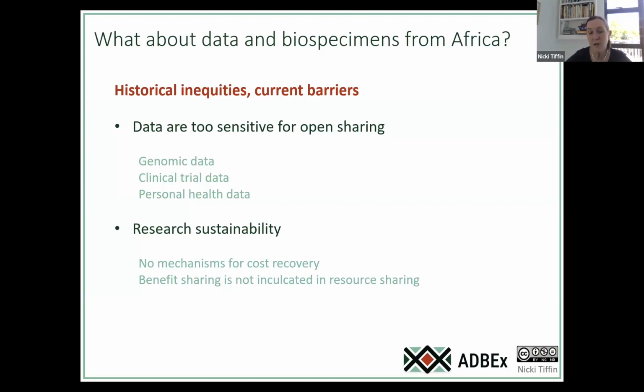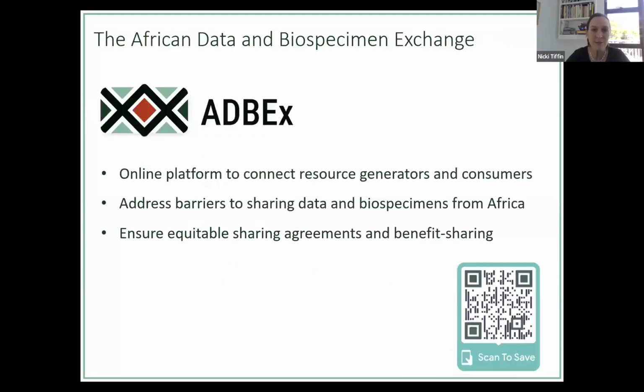And then for African researchers particularly, research sustainability is an issue. For some reason, I don't know anyone in Africa who has ever been able to put in a mechanism for cost recoveries when they share data or biospecimens, and we don't see routine use of benefit sharing agreements being put in place when data and biospecimens are shared more widely by African generators.